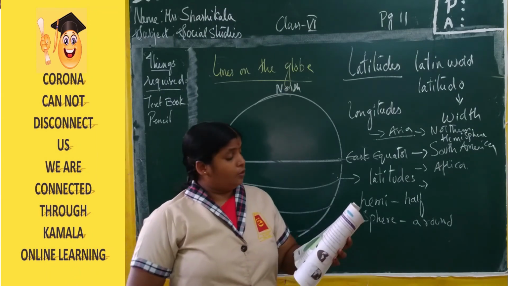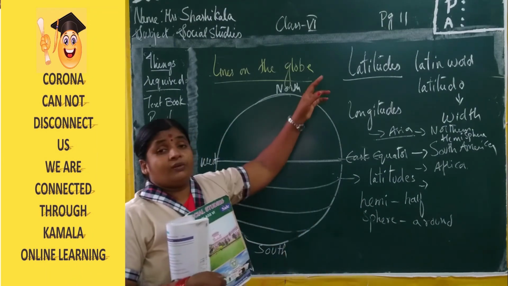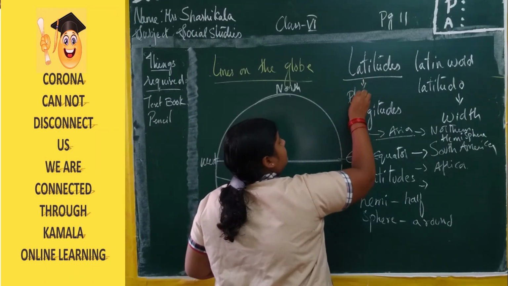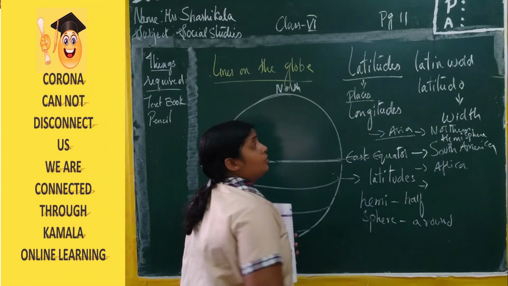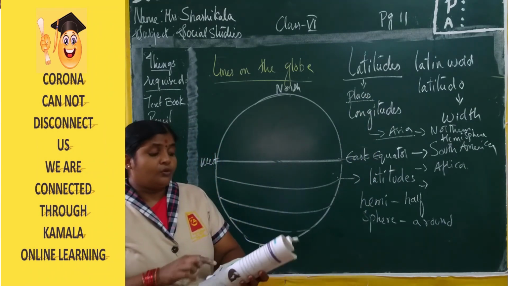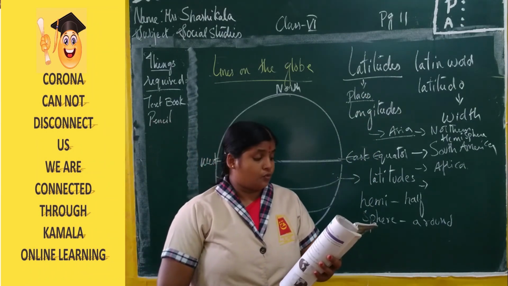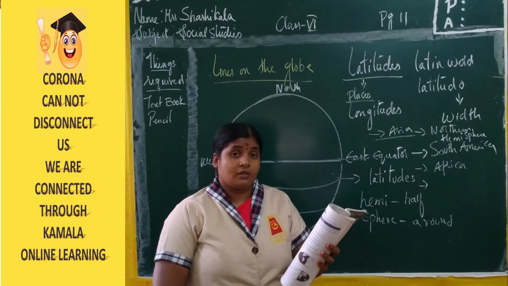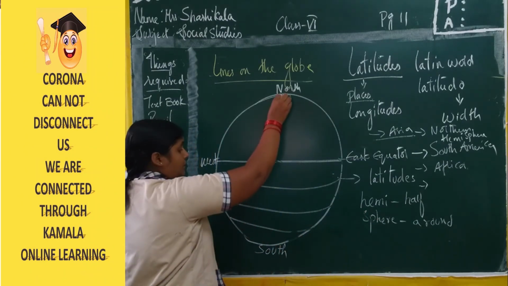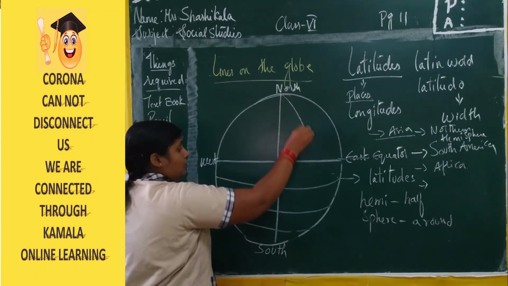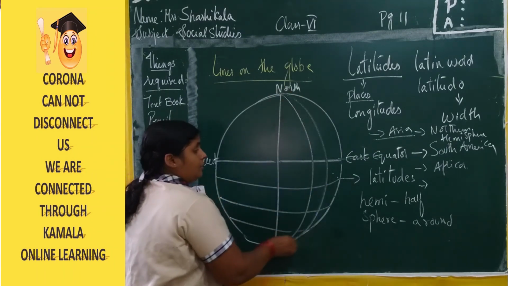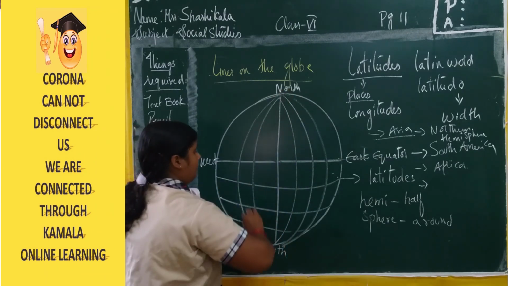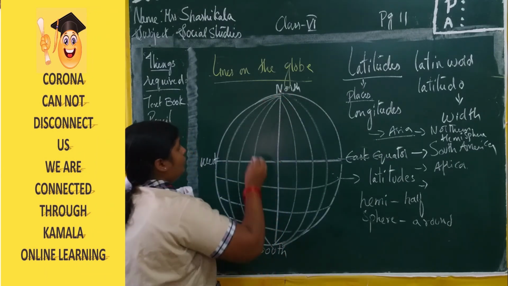Now moving to the longitudes. And what is the use of latitudes? Latitudes help us to know about the places. Now moving to the next one, that is about the longitudes. These imaginary lines run from one pole to another. Here is the pole region, and from one pole to another pole it moves. This is the longitudes.